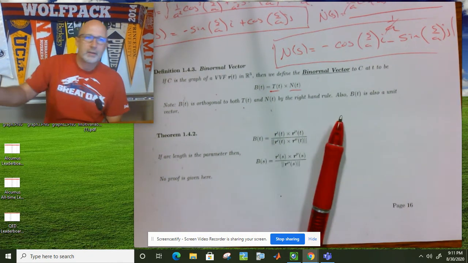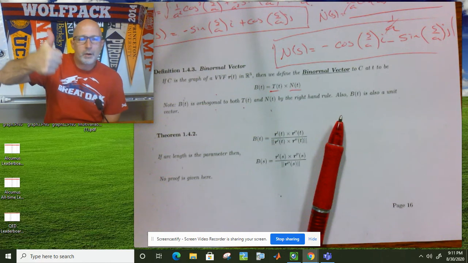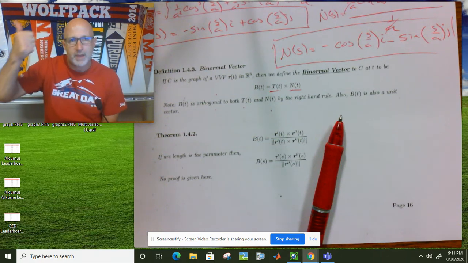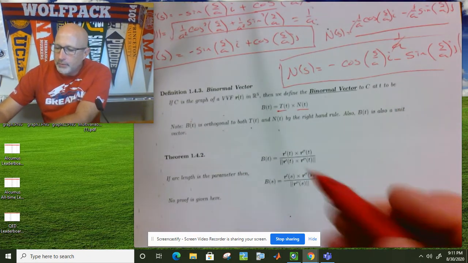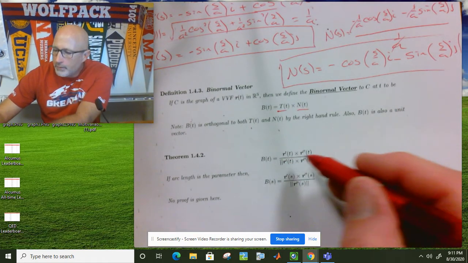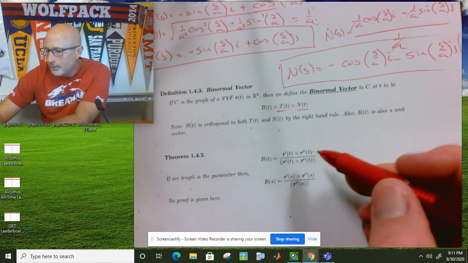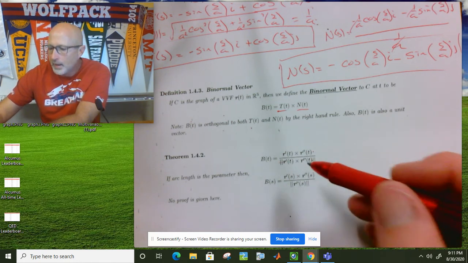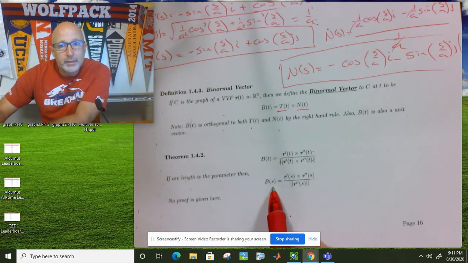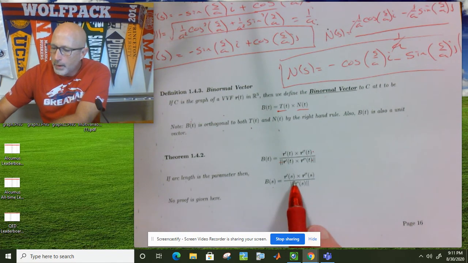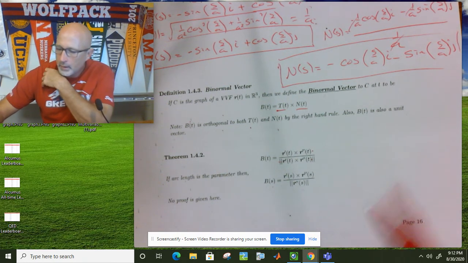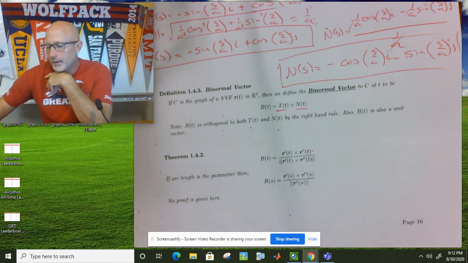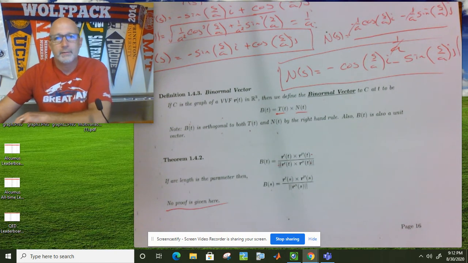We talked about taking the cross product: as you swing it up, wherever your thumb is pointing is where that vector is going to be going. And then the last theorem to calculate B of t: you have r prime of t crossed with r double prime of t, all over the magnitude of it. If it's the arc length parameter, then it's r prime of s crossed with r double prime of s, all over the magnitude of r double prime of s. No proof is given here.